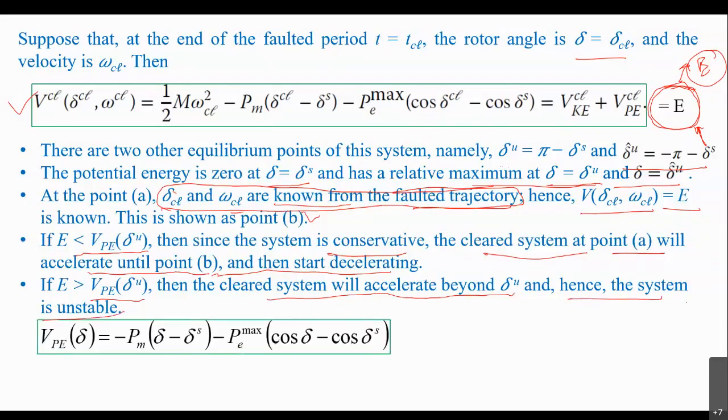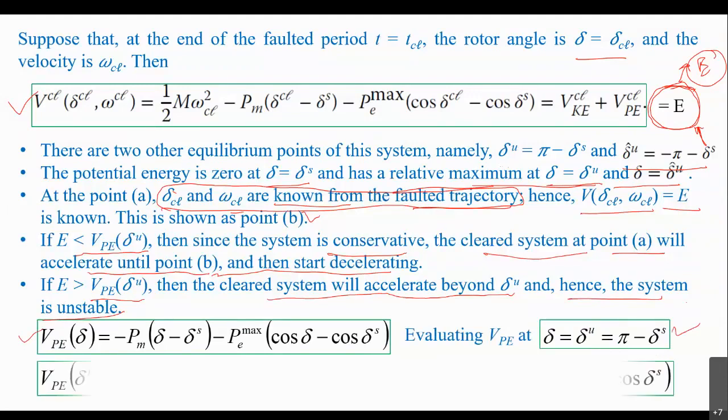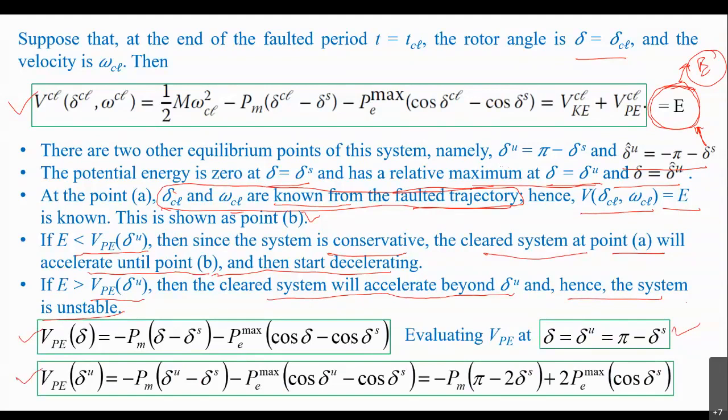So if we calculate Vp, this is your energy function, Vp delta, at delta equal to delta U, that is pi minus delta S, it will become minus Pm pi minus 2 delta S. Just by substituting pi minus delta S in the energy function, we get minus Pm pi minus 2 delta S plus 2 P max cos of delta S.